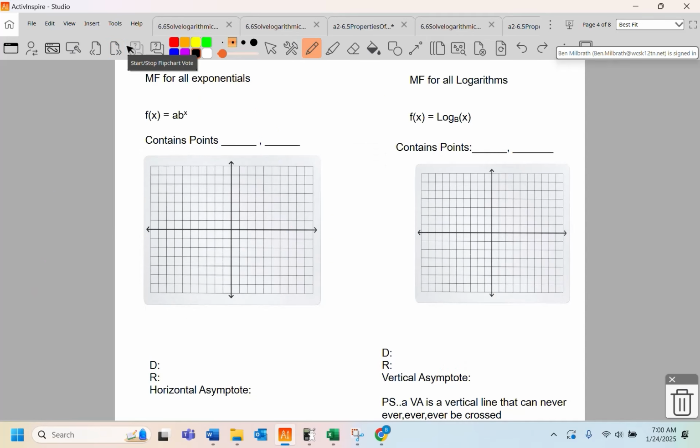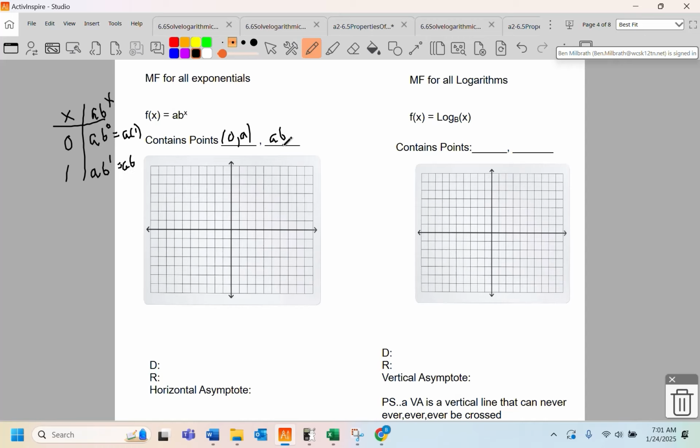Here's some mom functions. The next time I give a graphing quiz, I'm going to have to include these guys. You have f of x equals a times b to the x. If you made a small table, this would make sense. If you feed this thing a 0, you get a times b to the 0, which is just a times 1. So we always contain 0, a. And if you feed this thing a 1, you'd have a times b to the first, which is just ab.